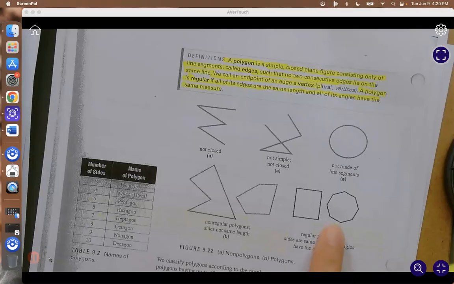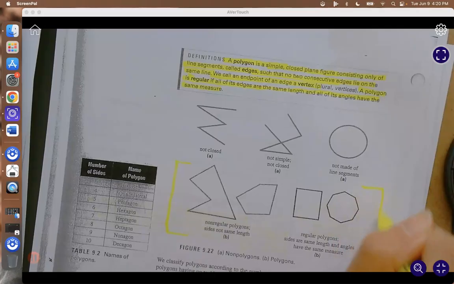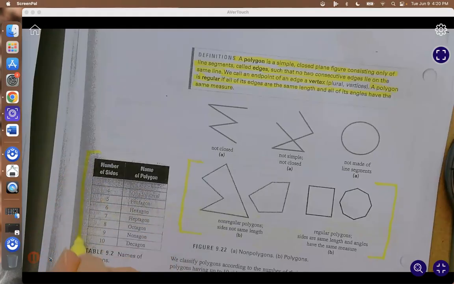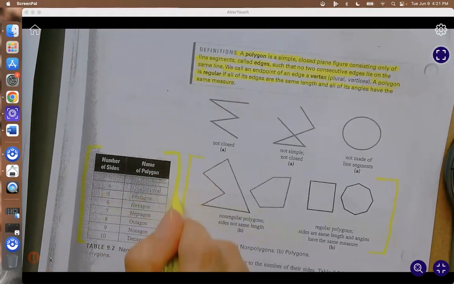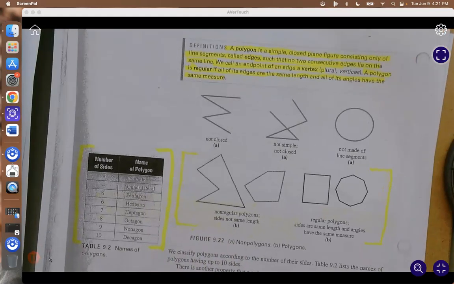These are regular polygons because all the sides are equal and all the angles will be equal. Okay, so let's look at this right here. We'll box that in. Then remember your names of your polygons. Most of you do. 3-sided is a triangle. 4-sided, quadrilateral. 5-sided, a pentagon. 6, hexagon. 7, heptagon. 8, octagon. 9, nonagon. And 10, decagon. Okay?